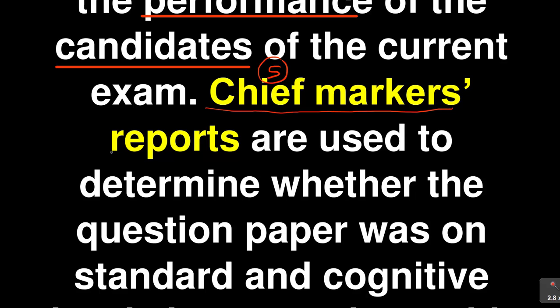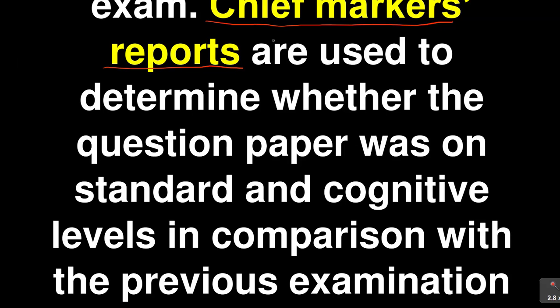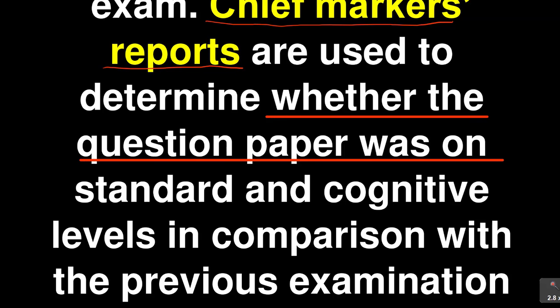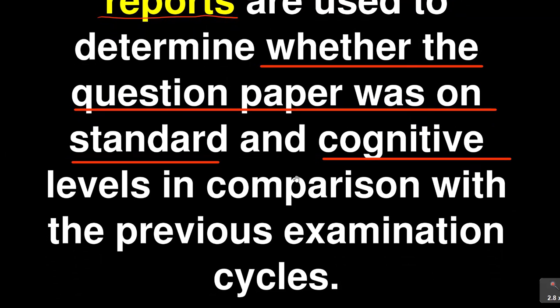So the chief markers are also going to compile some reports, because remember, your papers are marked nationally. After your paper has been marked, there is a chief marker for each and every subject. These chief markers compile a report, and look what they're saying there. They are used to determine whether the question paper was on standard, and the cognitive levels in comparison with the previous examination cycle. So they just want to compare the fairness of that paper.